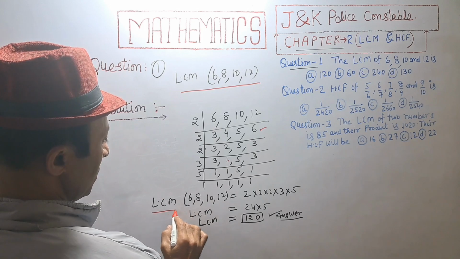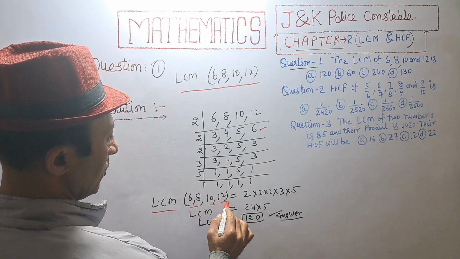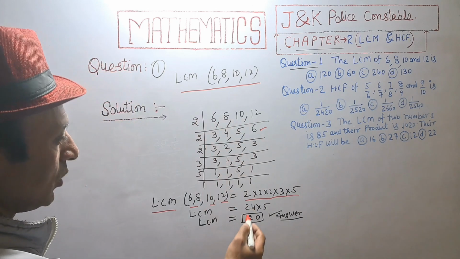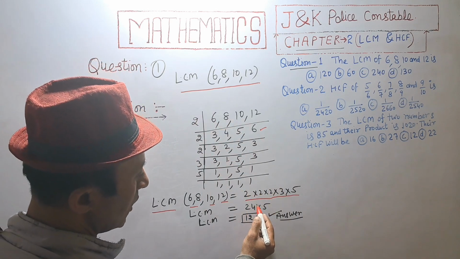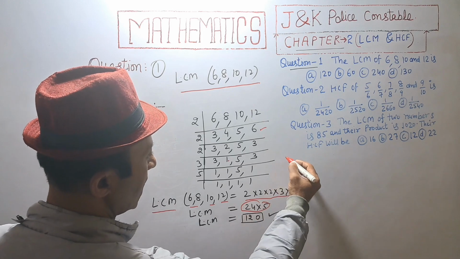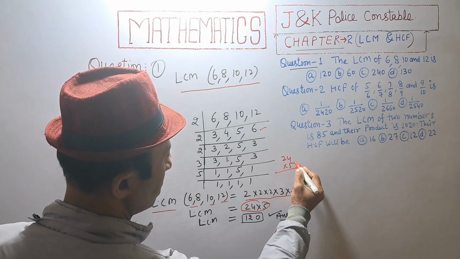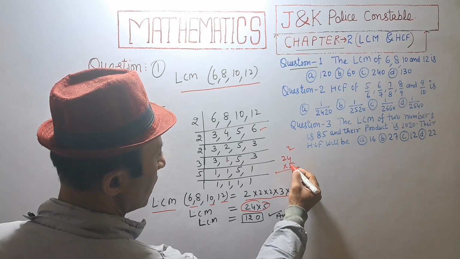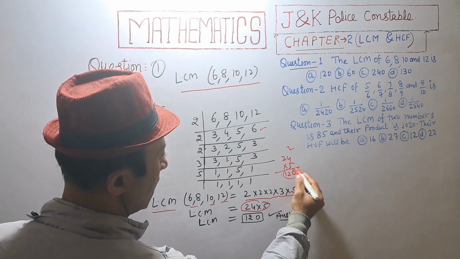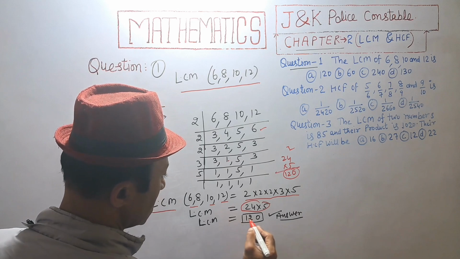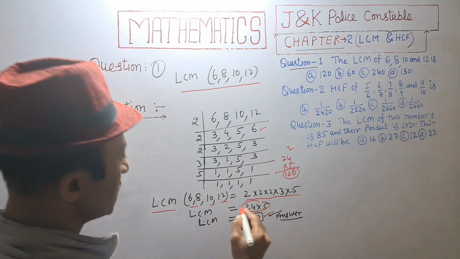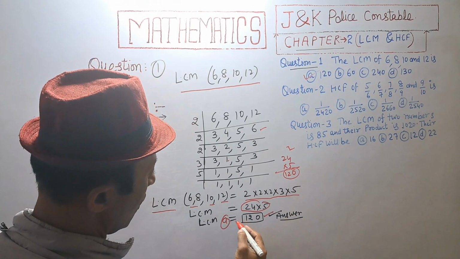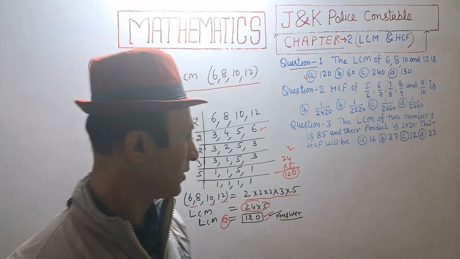Then LCM of 6, 8, 10 and 12 is equal to 2 into 2 into 2 into 3 into 5. 2 2s are 4, 2 4s are 8, 8 3s are 24, 24 multiplied by 5, that is 24 into 5, 5 4s are 20, 2 carry, and 5 2s are 10 plus 2, 12. That is equal to 120. It's option number A. Option A is correct answer.